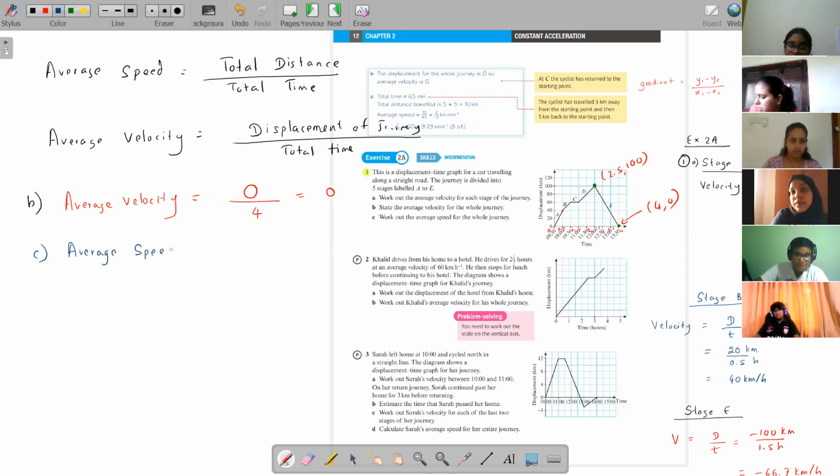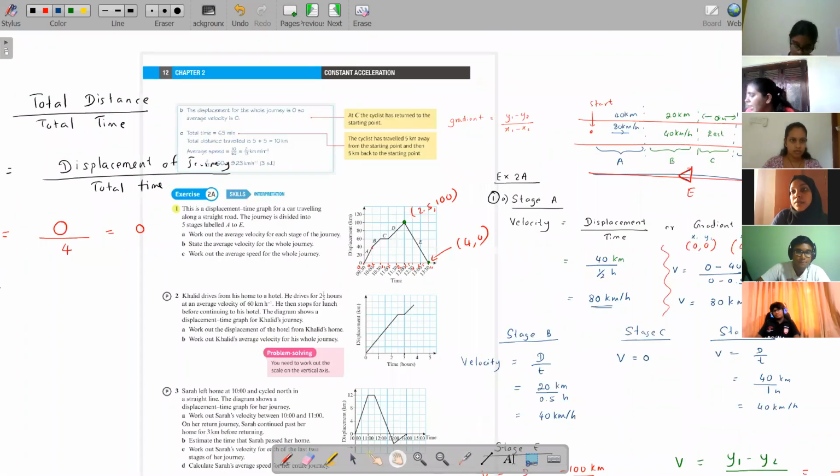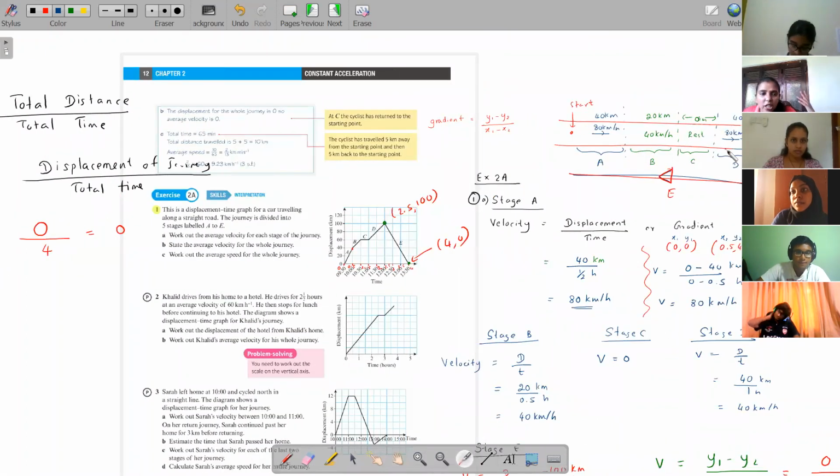Average speed: get the average speed, total distance over total time. So now what's the total distance that you have traveled? Now be strategic, children. Understand the graph. To write this total distance, you have to really understand what's happening. I explained it even with a road map. Here I drew a road map of how this person traveled.